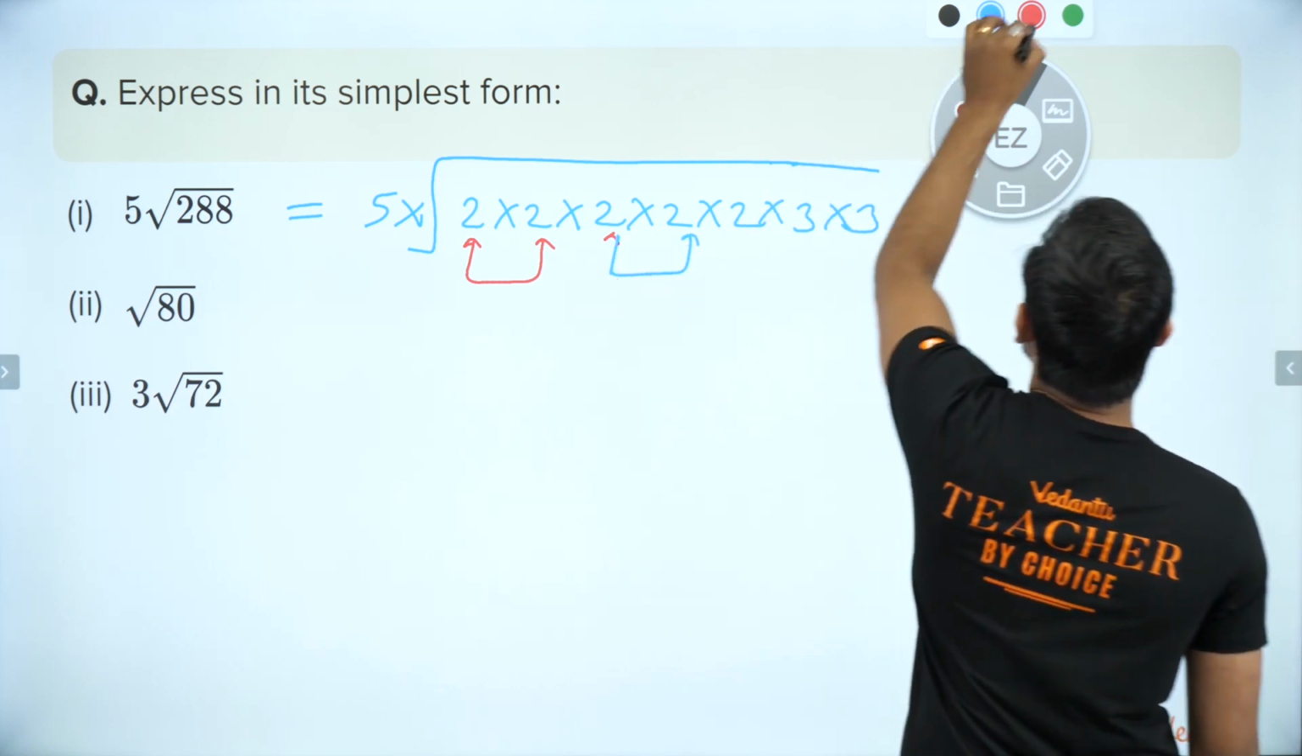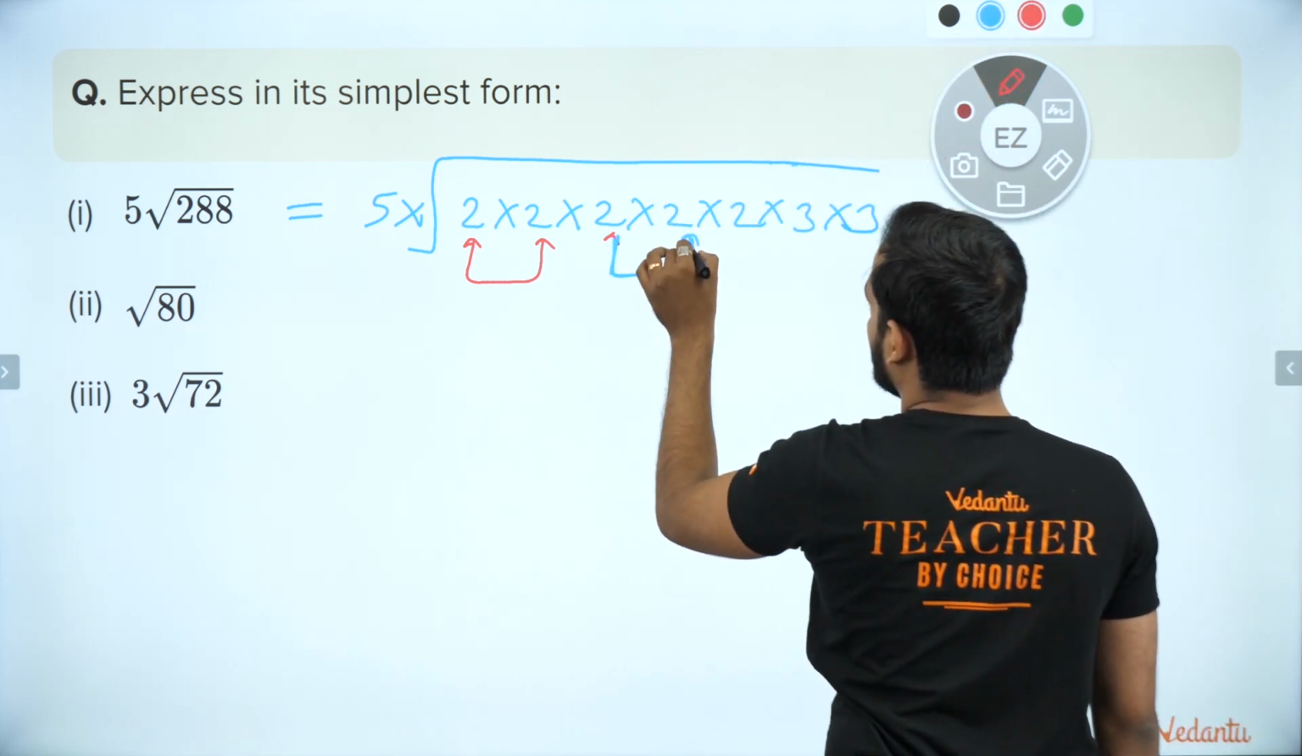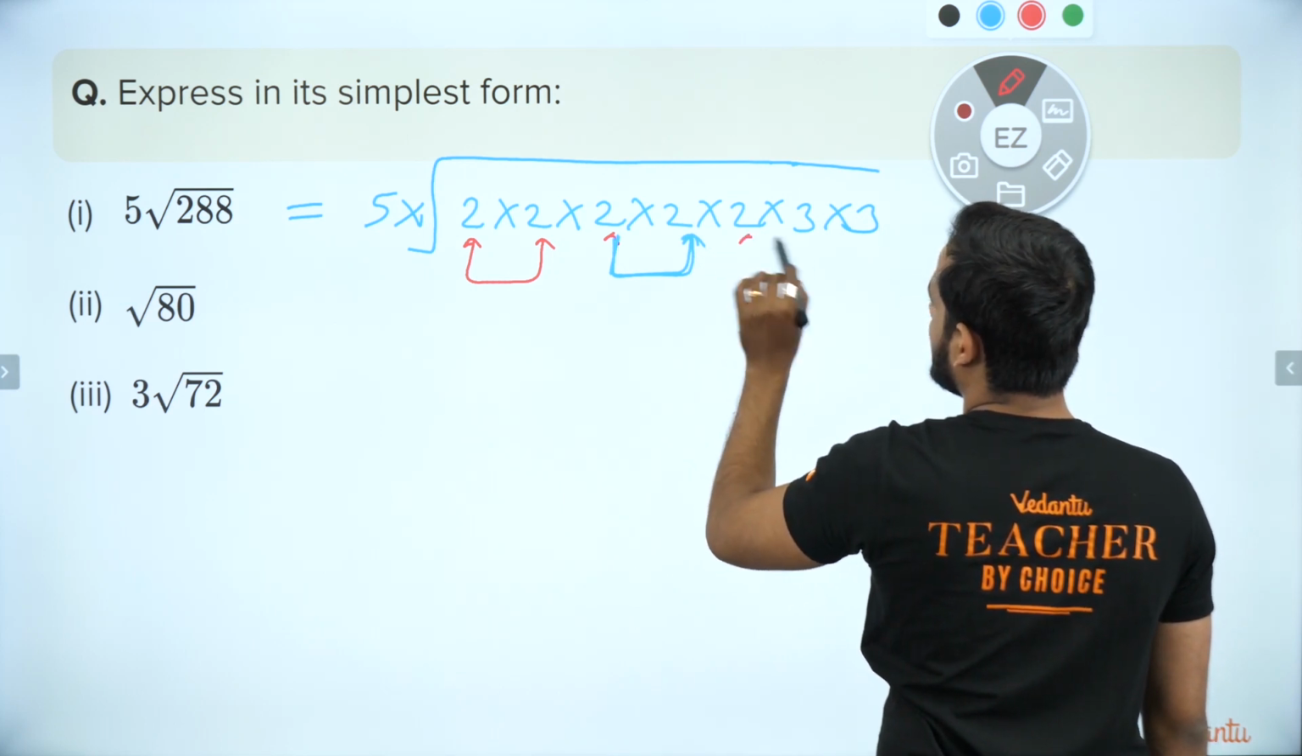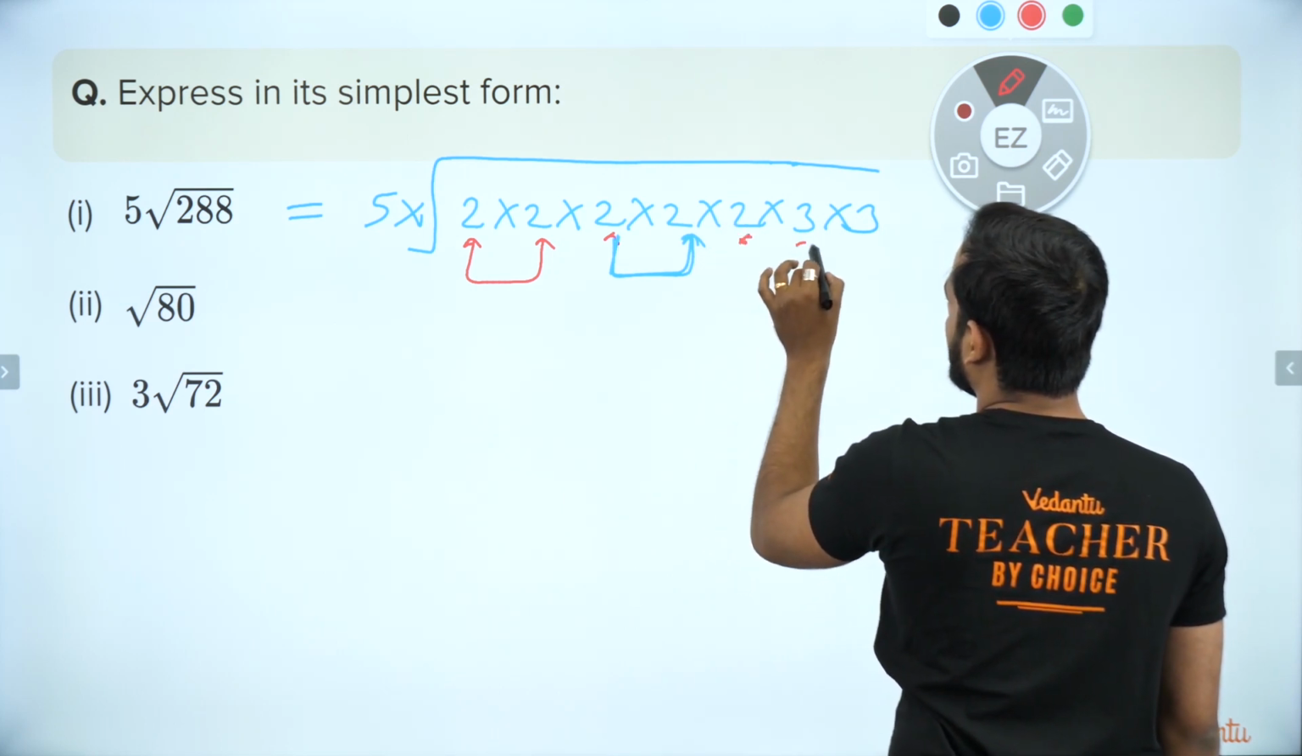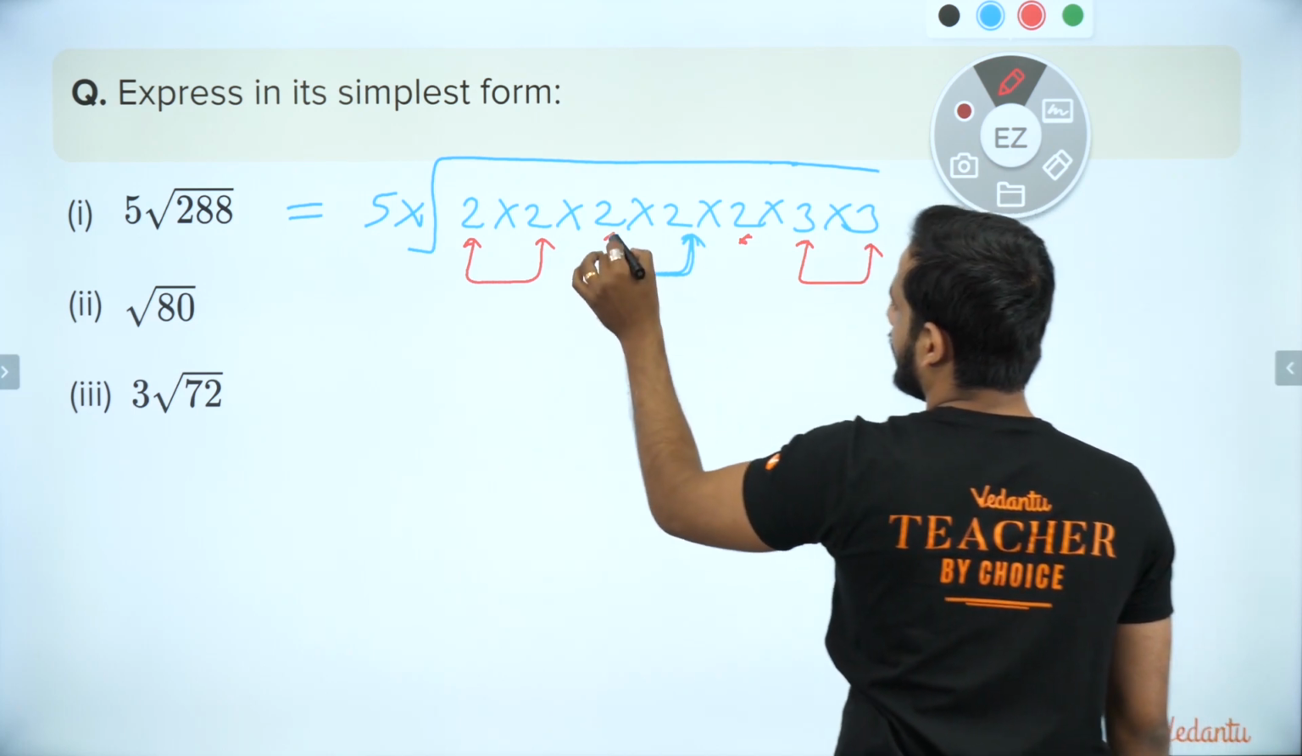Again, the pen color changed. This will also come out as one pair. And then will this 2 make any pair? No, sir, 2 will not make any pair. And this 3 will come out as one pair.